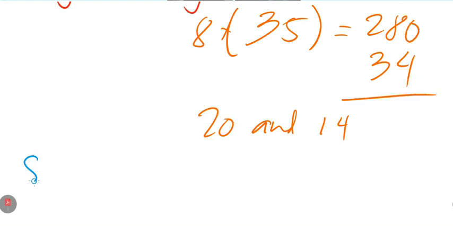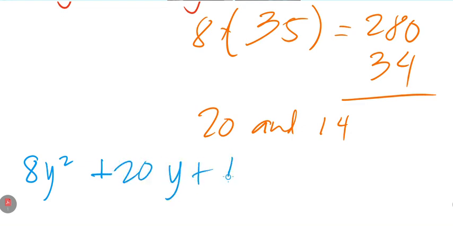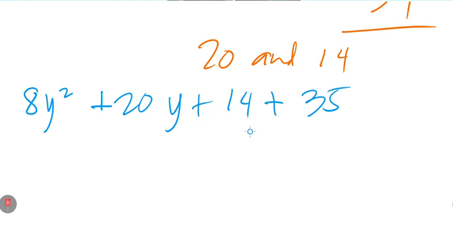So we have 8y squared plus 20y plus 14y plus 35 then. Oh yeah, this was a 14y, rather. Okay, now next, let's try to regroup that one here.